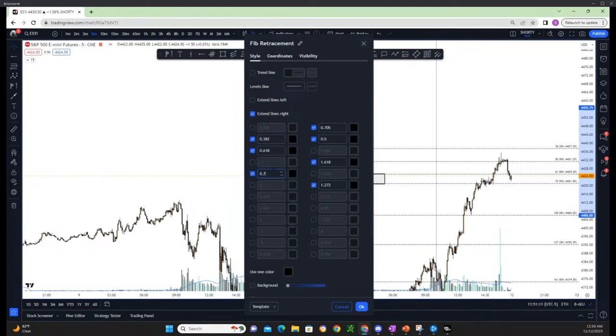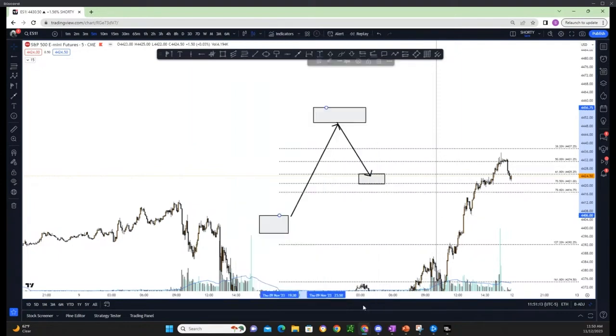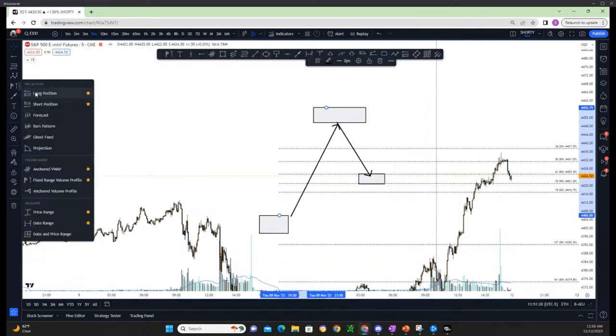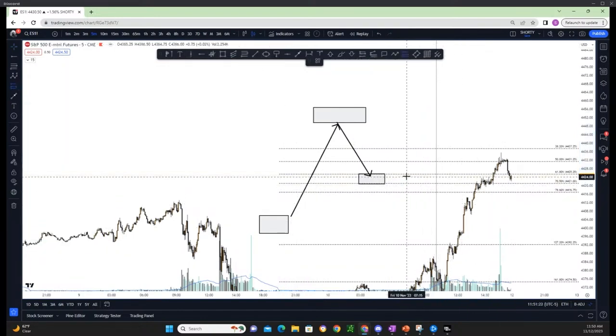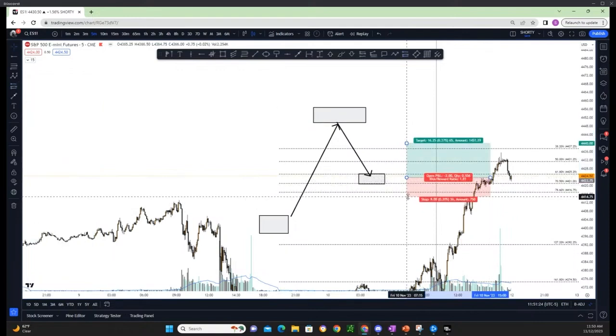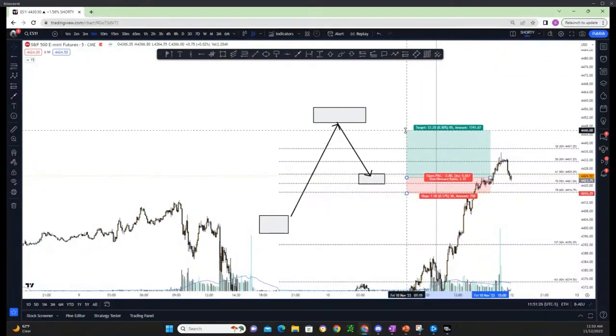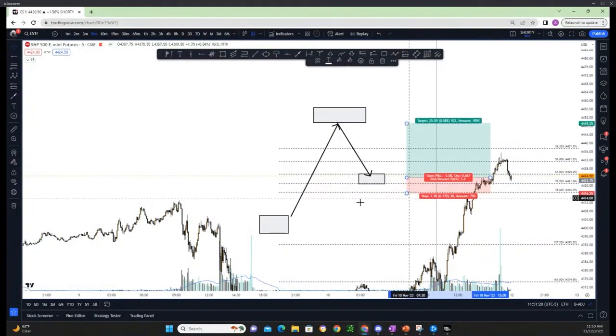Yep, 78.6. If you add a fib, so let's say this is our entry zone, well, you could simply play a position, right? Let's say we get in somewhere here, and you could play something like this. You would have to find out the targets, of course, whether it's fibs or whatnot, but you could trace them out.